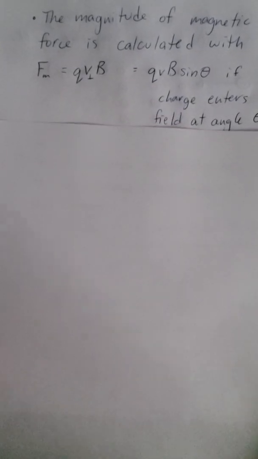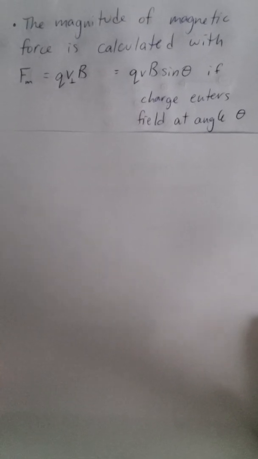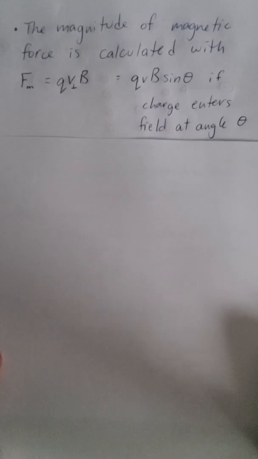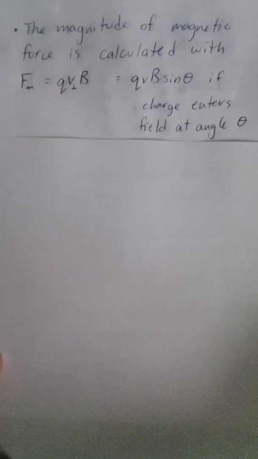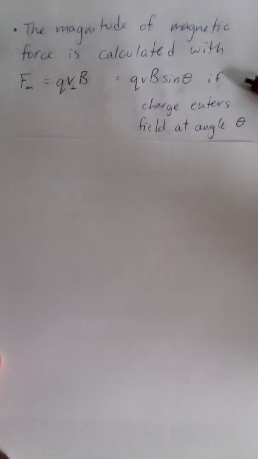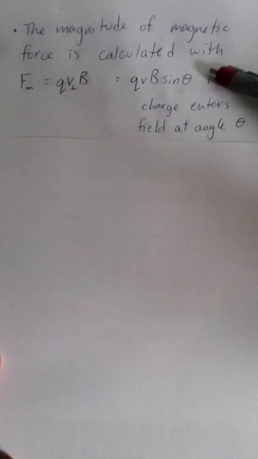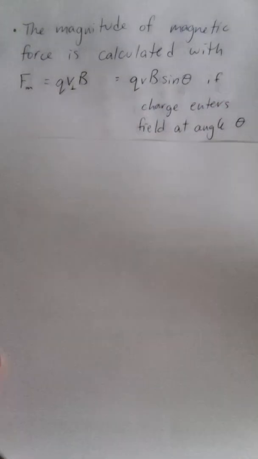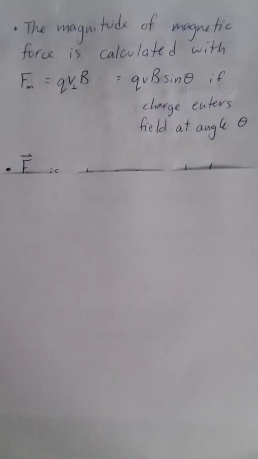To calculate how much force acts on a charge in a magnetic field, you use QVB. V is the perpendicular speed, or the component of velocity perpendicular to the magnetic field. If it's not perpendicular, which will only happen rarely, you just introduce a sine theta term.